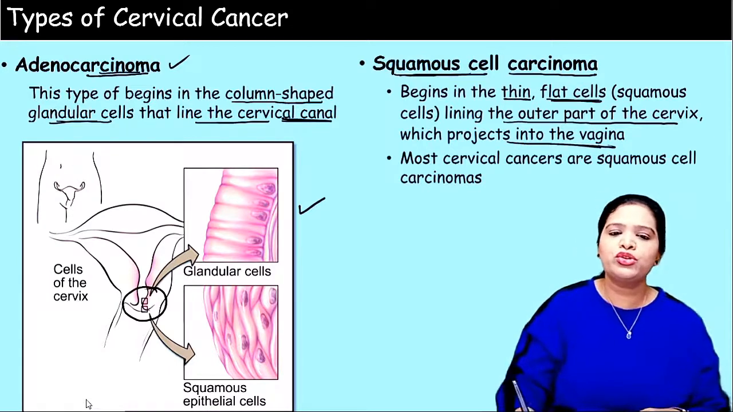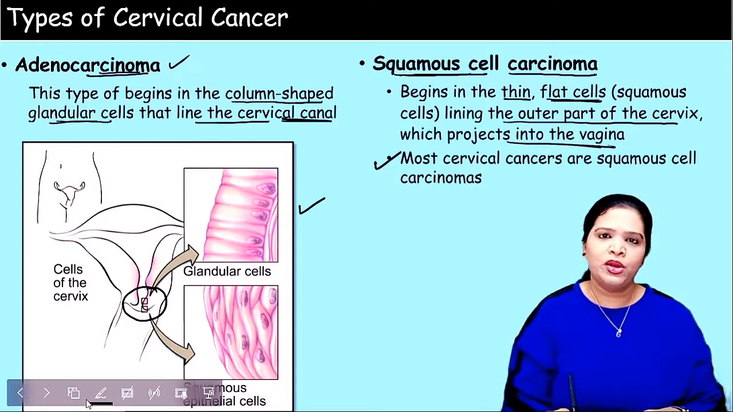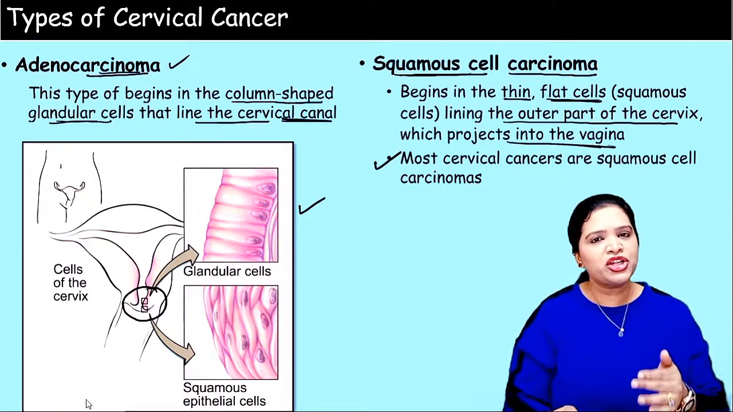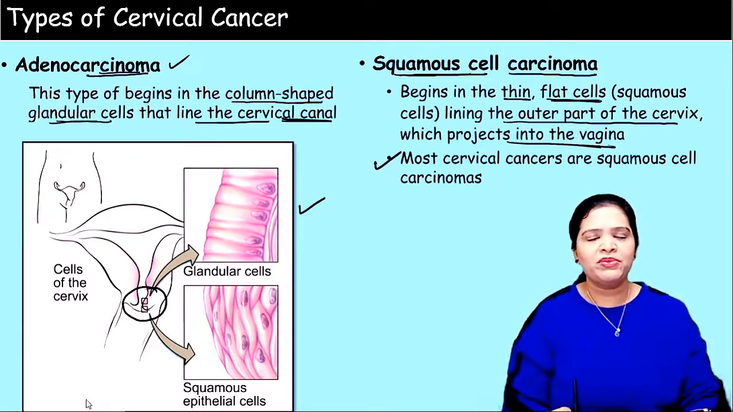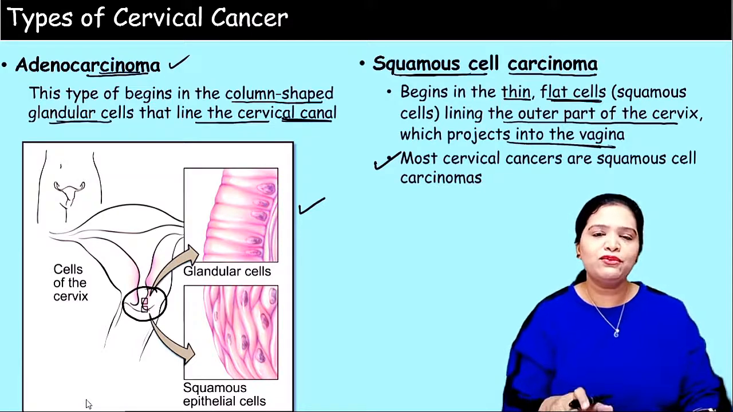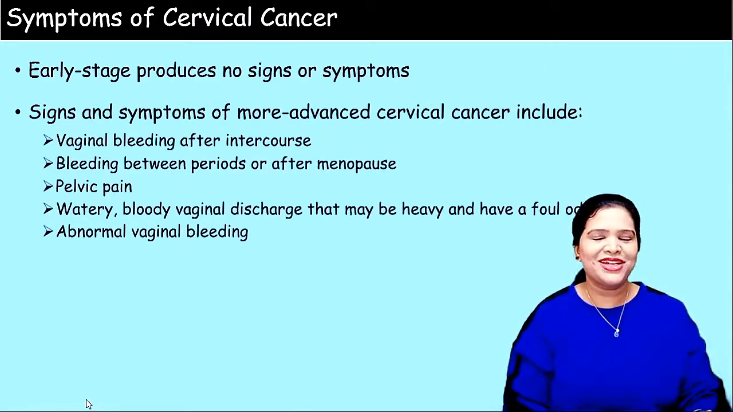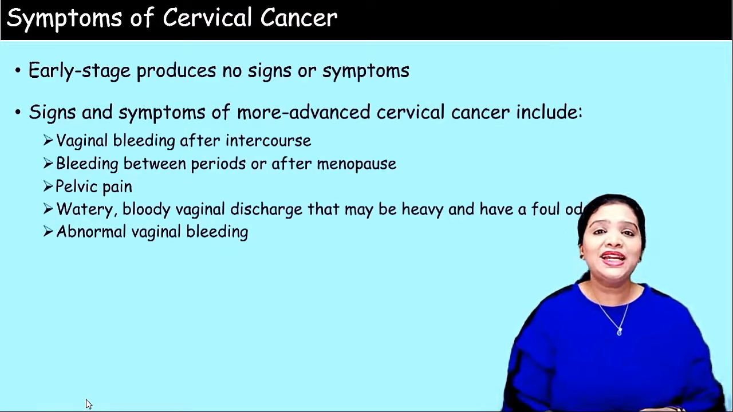This is the most common cervical cancer. If the column-shaped cells are affected, then that is called adenocarcinoma. So this differentiation is needed for treatment purposes. Now, let us see what the symptoms of cervical cancer are.